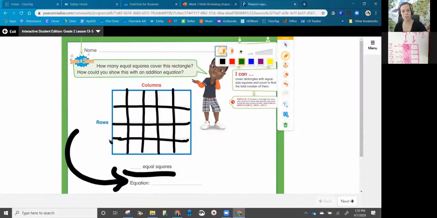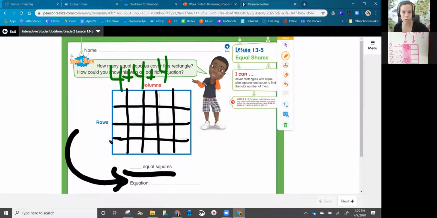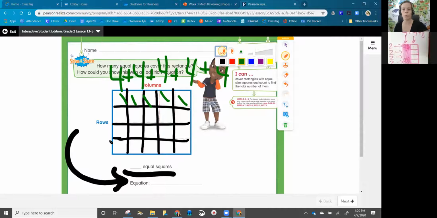I can add 1, 2, 3, 4. 4 plus 4 plus 4. Oh my goodness. 4, 4, 4 plus 4 plus 4. I can add it that way by adding my columns, or I can add my rows. Let's do a different color for all those rows.